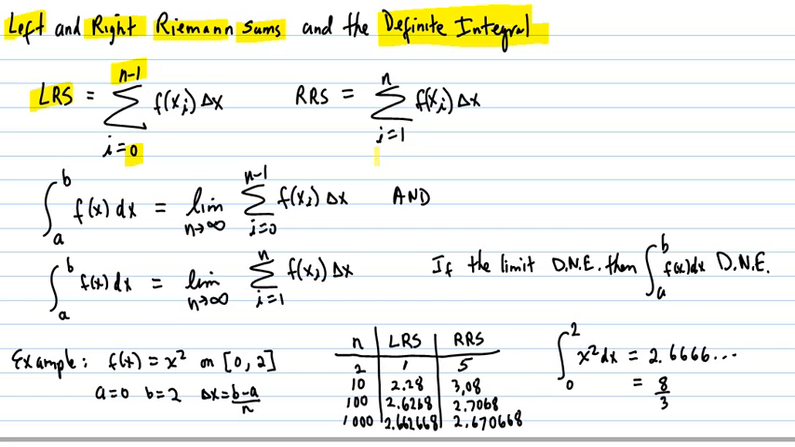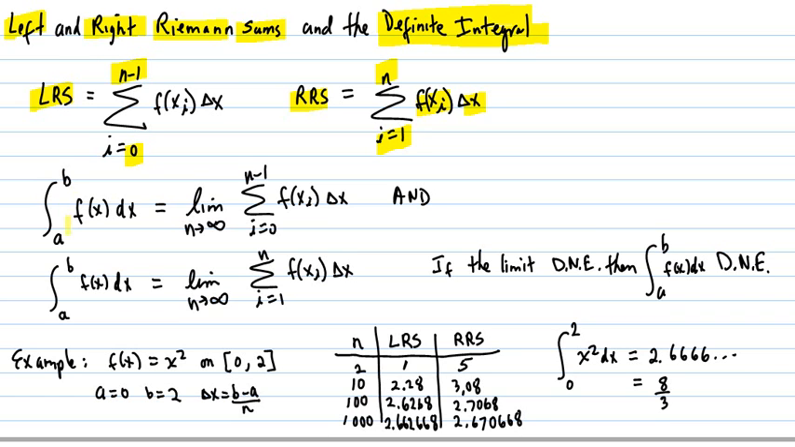And the right Riemann sum, of course, is here, RRS, for i equals 1 to n of your f of x times the delta x, and that gives you your right endpoint sums.